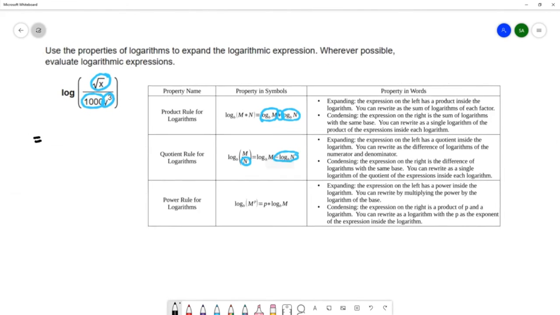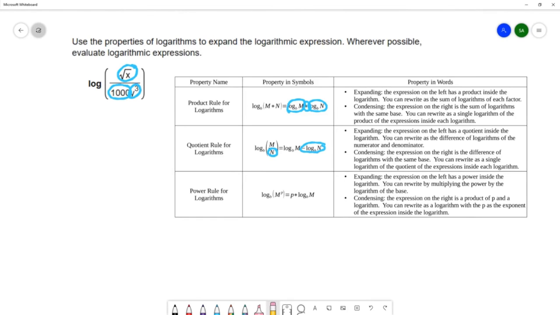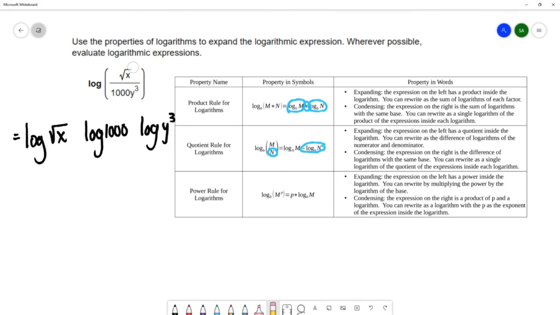So that means that I'm going to be able to expand this. Let me get a little bit more space. I'm going to be able to expand this into 3 individual logs because of those 3 factors that I have inside of my expression. So I have log of square root x, log of 1,000, and log of y cubed. Maybe I should erase those markings so you can see the problem. These 2 factors that came from the denominator will have minuses in front of them, and the factor of square root x came from the numerator, and so we want that log to be positive. I don't need to write a plus sign before it.